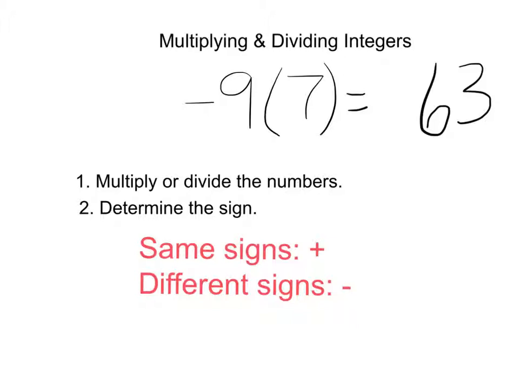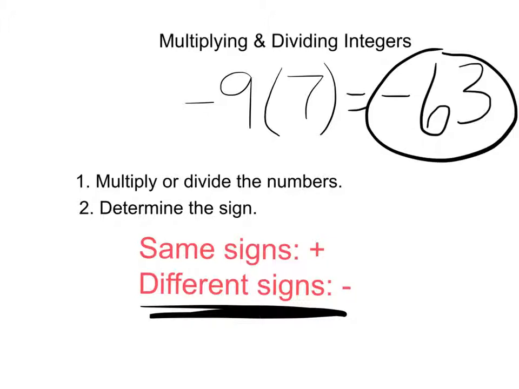So in this case here, we've got a -9 and a positive 7. That means we have different signs, and so the answer would be negative. So -9 times 7 is -63.